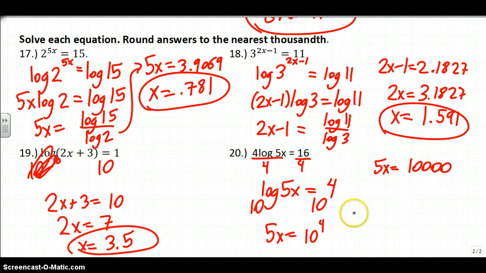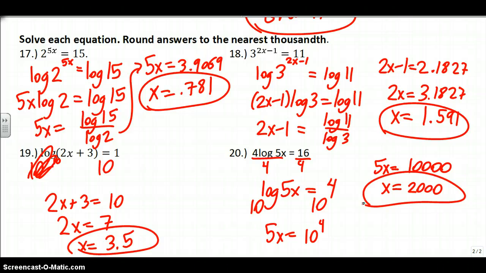Your powers of 10 are just how many zeros it has, so 10 to the 4th. And then you would divide that by 5, and 10,000 divided by 5 is going to be 2,000, so x ends up being 2,000. Easy enough.